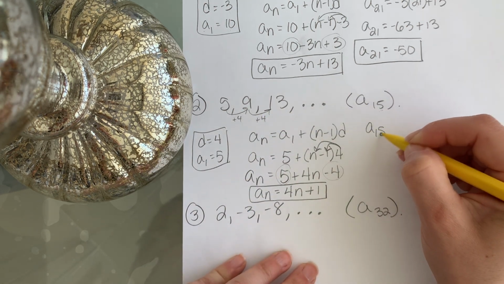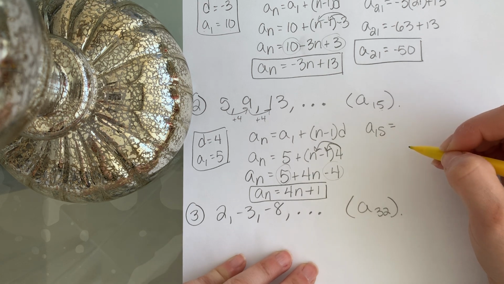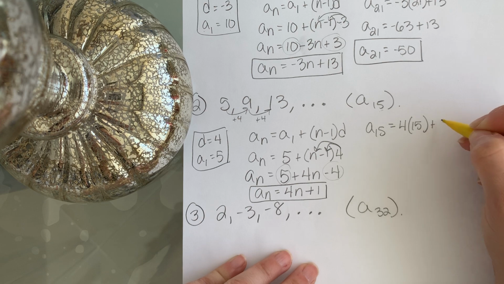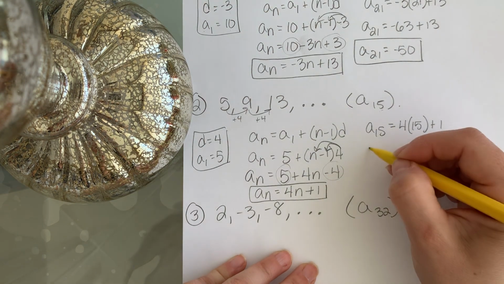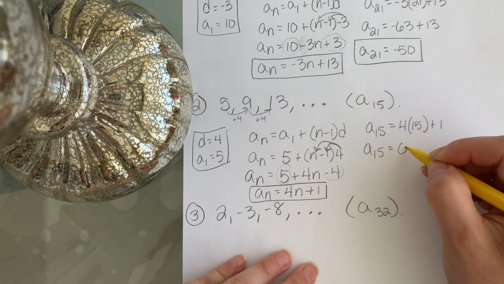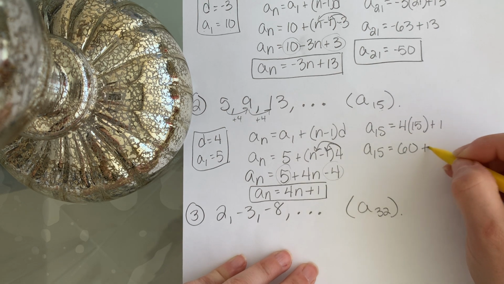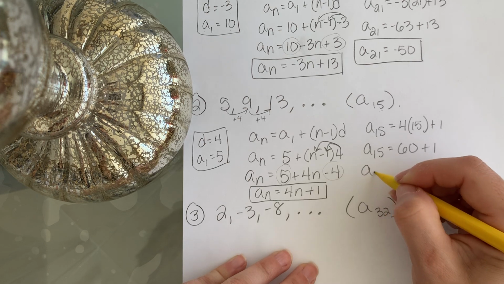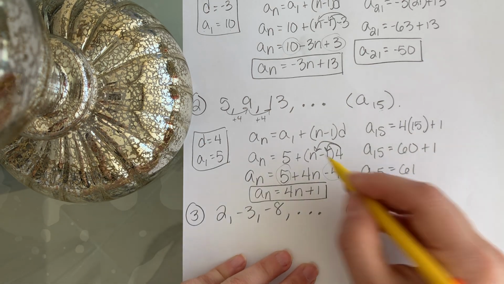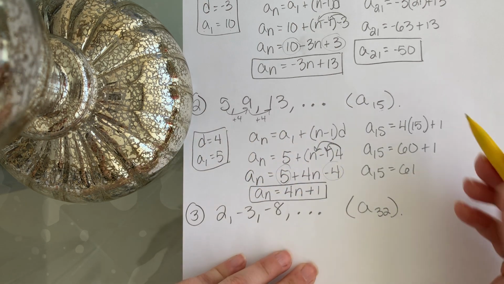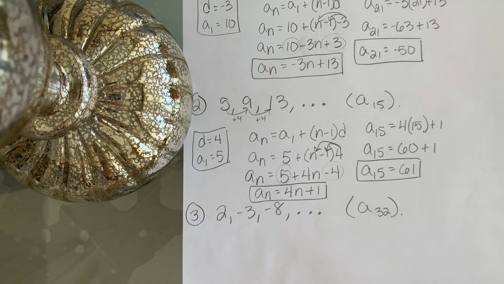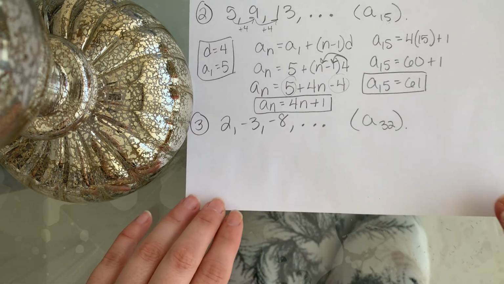So a sub 15 equals 4 times 15 plus 1. a sub 15 equals 60 plus 1. a sub 15 equals 61. So the 15th term in this arithmetic sequence is 61. Okay? And we have one more to do.